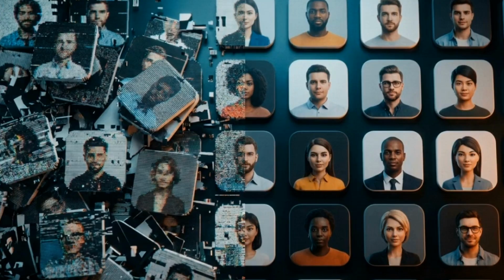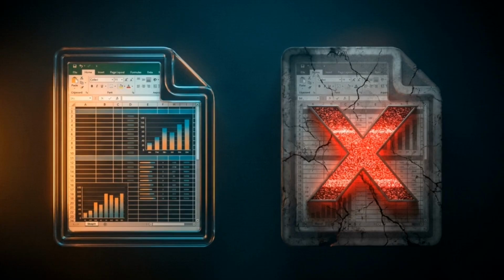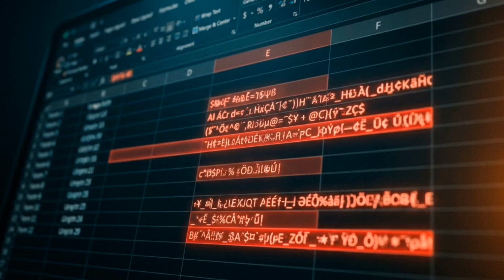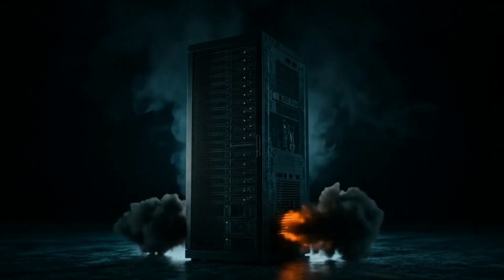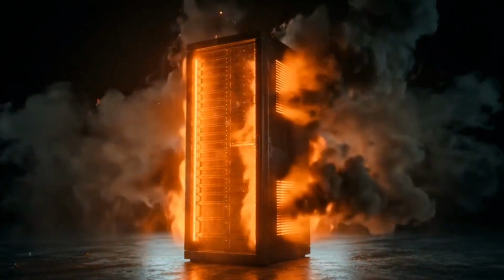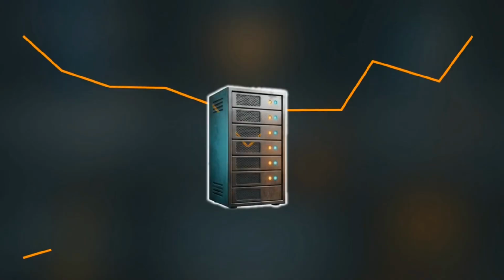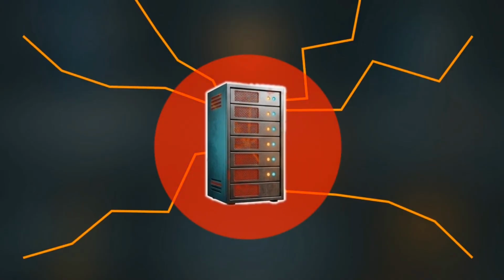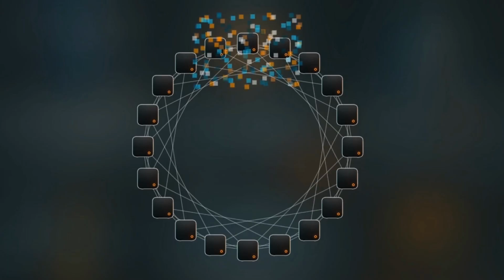Before any analysis happens, the system must solve for a fourth V, veracity. It aggressively filters out fake accounts, eliminates duplicate entries, and blocks corrupted files, establishing a baseline of trust so the algorithm isn't learning from garbage. But even with clean data, we face a logistical hurdle. How does physical hardware crunch an exabyte of information without melting the servers? They abandon the idea of using one giant computer. Instead, they use distributed computing, where the workload is fractured across a widespread network of smaller machines.